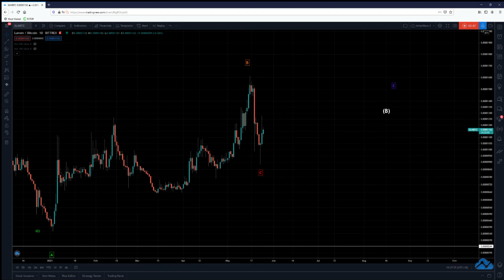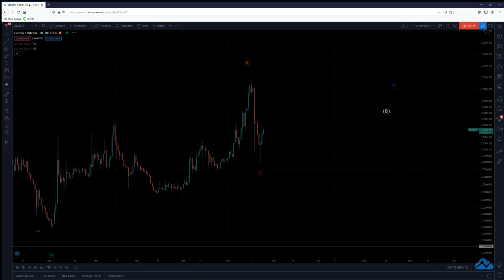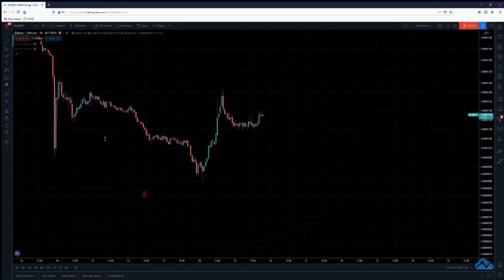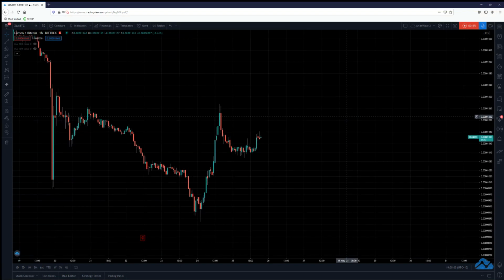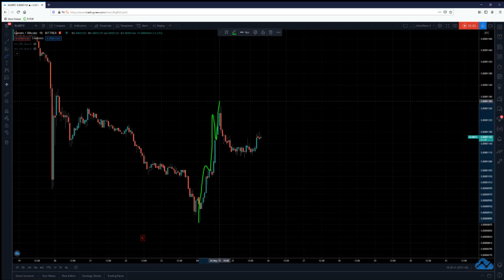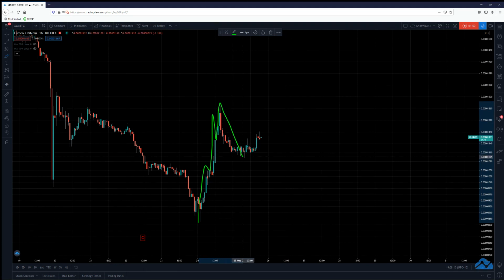So at the moment, if we look in a bit closer, we can see what's happened since, and this is just getting started. We've seen our first 5 waves up: 1, 2, 3, 4, 5. This is a consolidation. I can see an A, a B. So far, that's all I can see.